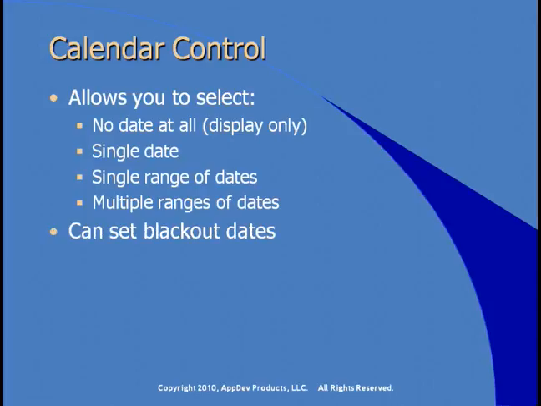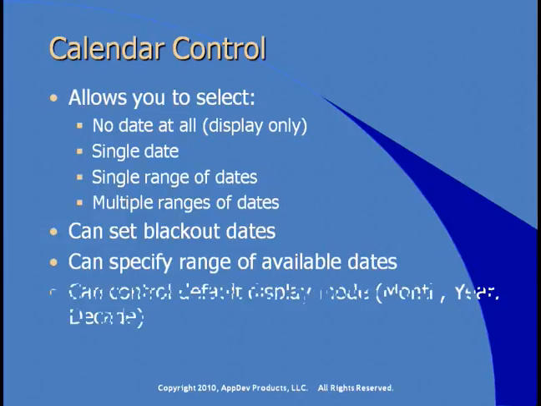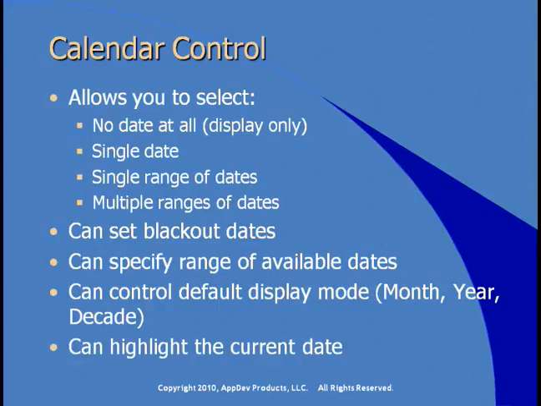You can set blackout dates so that users can't select certain dates, and they're indicated with an X or some UI. You can specify the range of available dates, so users can only pick dates within that range. You can control the default display mode, which can be month, year, or decade, and you can optionally highlight the current date. That's the default behavior.